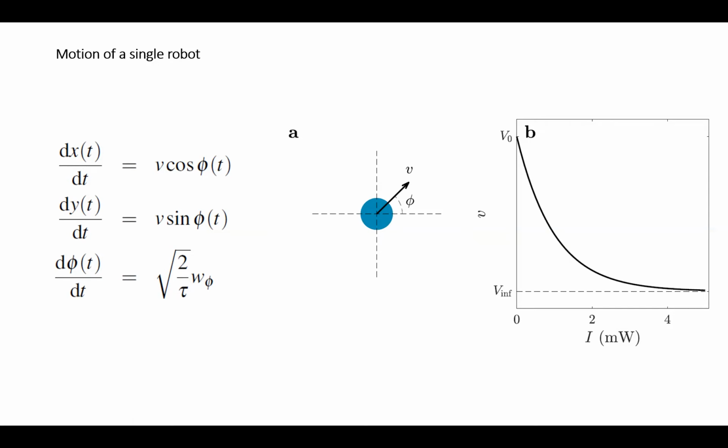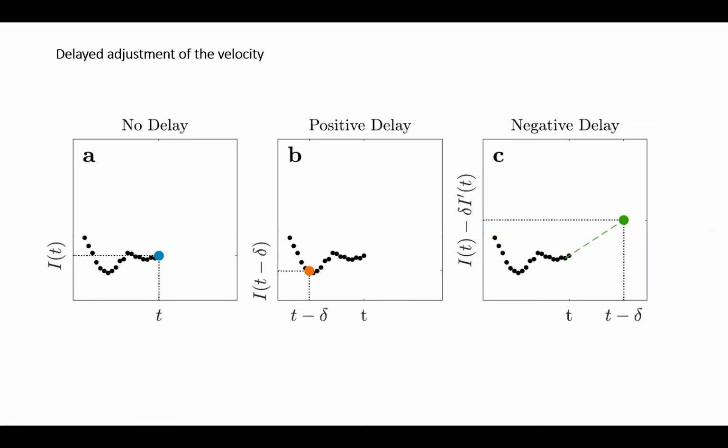Of course, just like in the case of the Vicsek model, we can apply these measurements with delay. This is maybe the most fundamental slide of this lecture. Let's start with the no delay case. This is the intensity of light that the robot is measuring over time, and it is something random. At a certain time, I measure the intensity right now, right here, and I adjust my velocity according to the intensity I measure now.